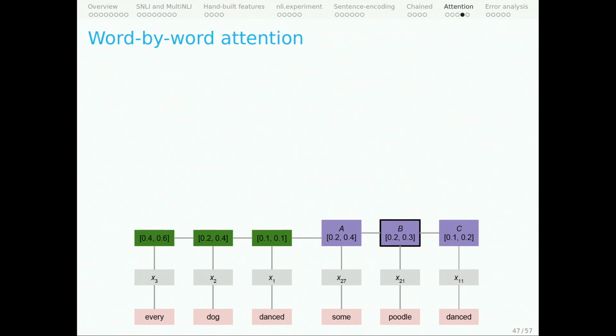Word-by-word attention is going to try to make good on exactly your intuition. I would like to get information at all of these steps about what my premise was like. But it gets more involved. So here, let me see how well I can do this. Every dog danced, some poodle moved. Focus your attention on this B state, and keep in mind that this has a kind of recursive property, so you'll feel a little bit at sea at the start.